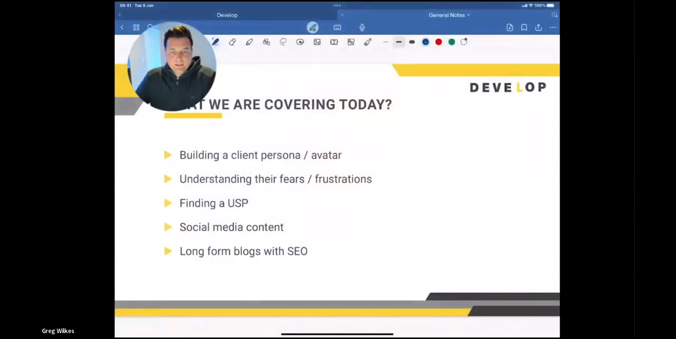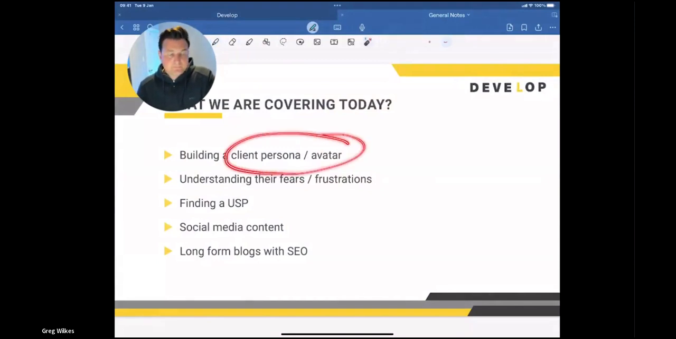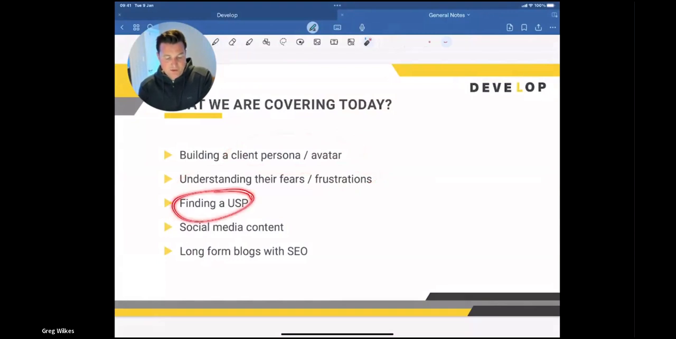Some of the things we're going to be doing today in this workshop is we're going to be looking at these 5 things. We're going to be looking at how you build out a client avatar. That's really important. You need to know who your ideal client is. We're going to show you how to understand their fears and frustrations. We're going to help you find your own USP on the call, and we might pick someone out of the group to be able to do that with.